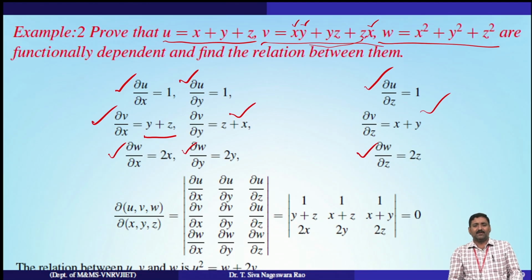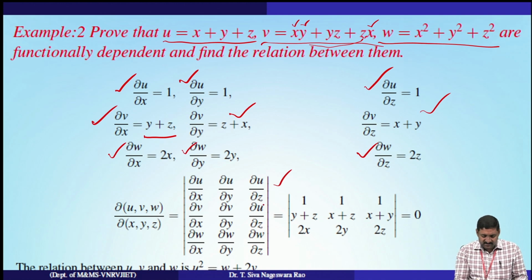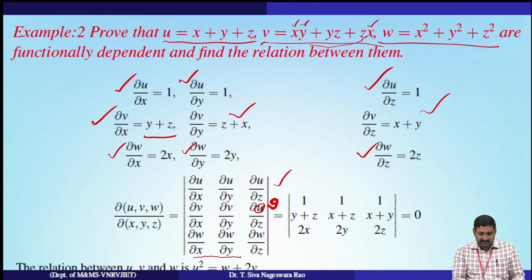Now we will substitute all these first order partial derivatives into the Jacobian matrix. Here we will put the partial derivative of u with respect to x, y, z in the first row. Sorry, this is v. Second row, the partial derivative of v with respect to x, comma y, comma z. And third row, the partial derivative of w with respect to x, comma y, comma z. Now substitute the respective values. We will get this matrix.